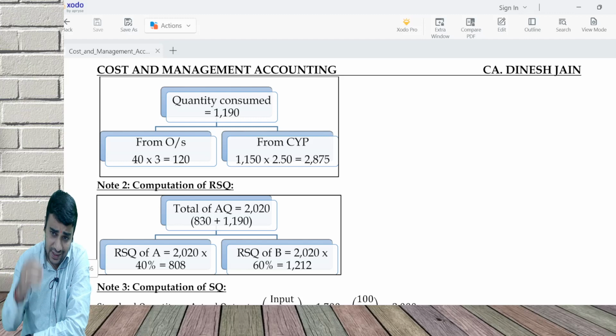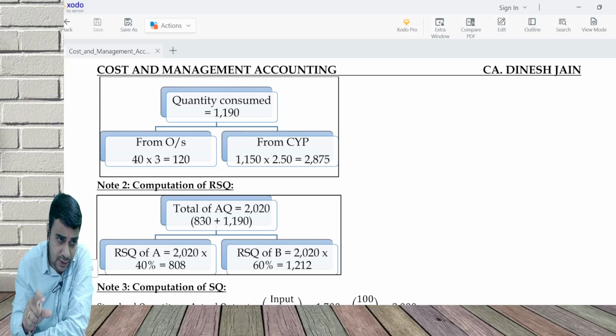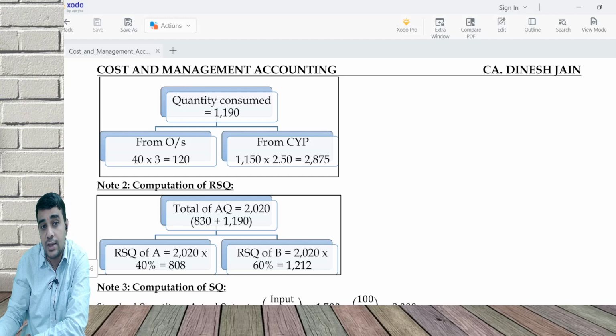In that, I'll first explain the difference between standard cost, budgeted cost, and actual cost. Standard cost refers to the cost to be incurred for actual output. Budgeted cost refers to the cost to be incurred for budgeted output. Standard is for actual output, budgeted is for budgeted output. And actual cost is the cost incurred for your actual output.